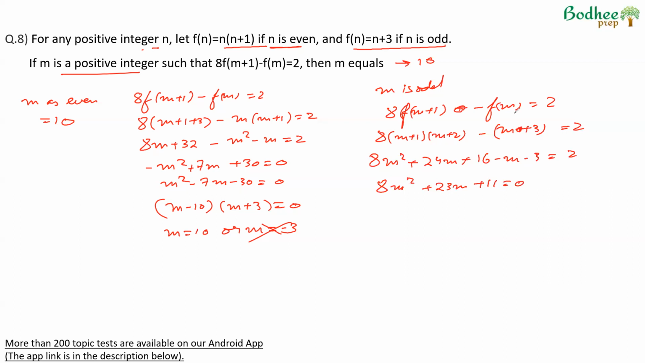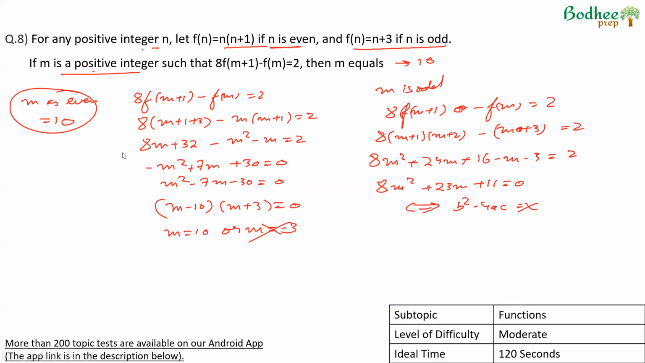If you look at b square minus 4ac, it will be 23 square, 529, minus 4 into 8 into 11, 352. So 529 minus 352. From here, we will not get an integral solution because b square minus 4ac is not a perfect square. And therefore, the only solution possible is m is equal to 10, which becomes my answer. But since this question is a fill in the blanks and we are looking for a solution, the moment we get m is equal to 10, that should be good enough for us to stop the solution.